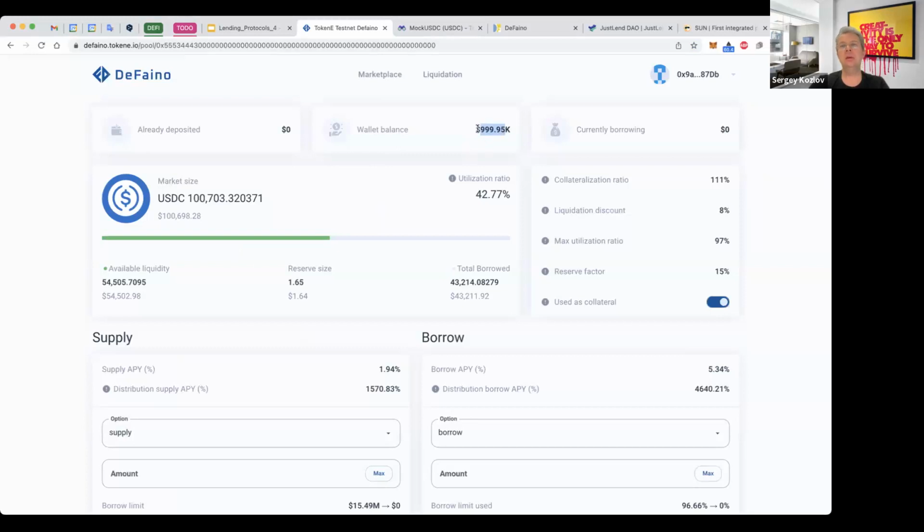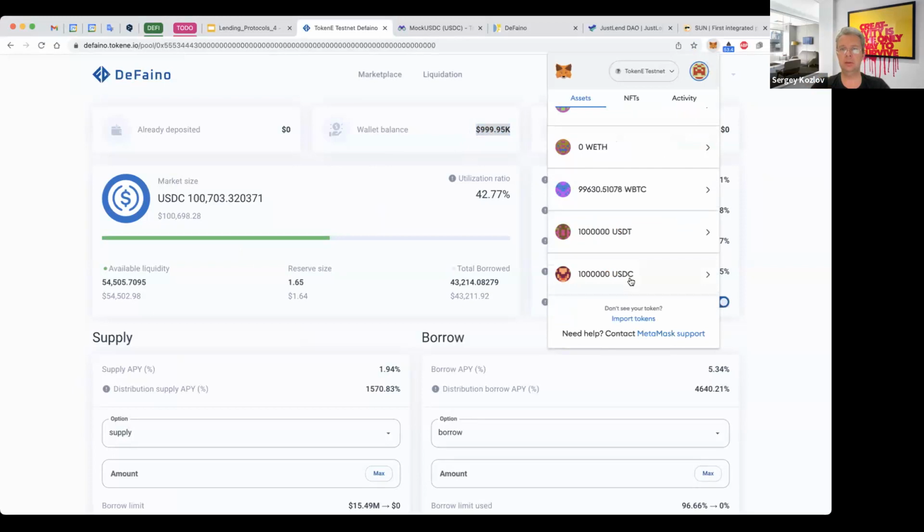But actually, why is it not 1 million? Because it's using an oracle to calculate the value in US dollars. So today, the USDC ratio is a little bit lower than $1. It's 0.999995, and that is why here it's not a million, but only almost 1 million in US dollars, but it's 1 million in tokens. So that's how oracles are affecting the number I see. That's 1 million.